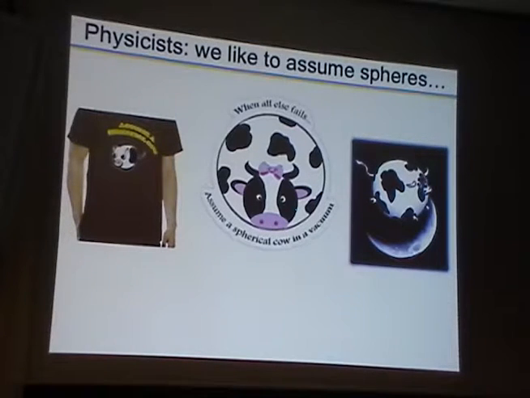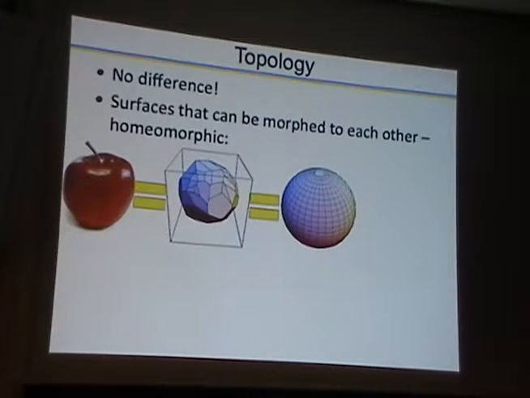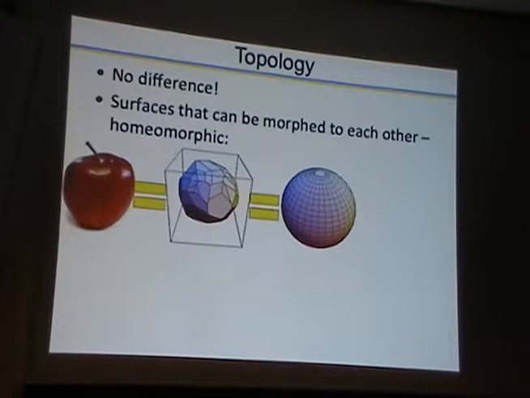There is this famous spherical curve assumption that we very commonly make. Well, so in topology, it's even more so, right? There is no difference as long as you can morph things one to the other with the same topology. And so the surfaces that can be morphed to each other are called homomorphic, or in other words, non-distinguishable.